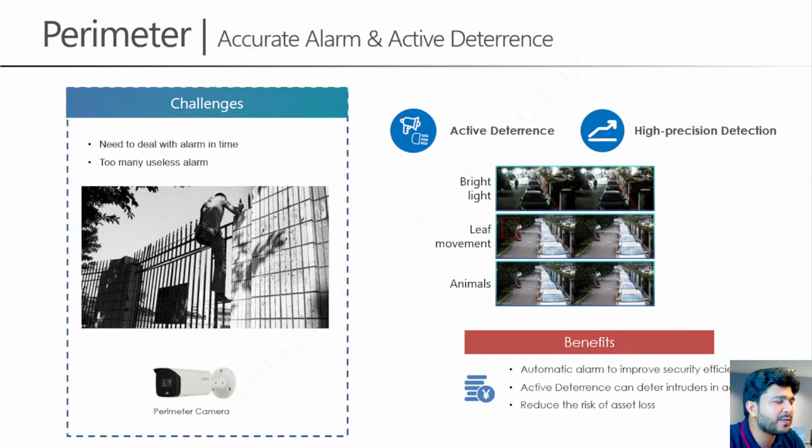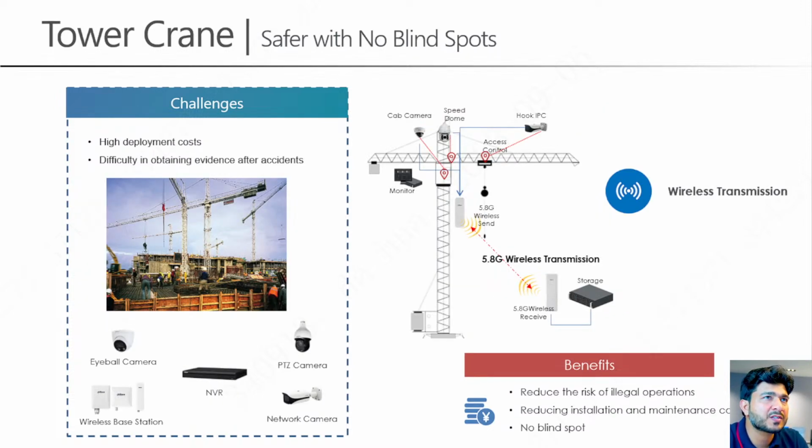So what are the benefits we achieve when we use these kinds of cameras? It can generate automatic alarms to improve security efficiency. Active deterrence can deter intruders in advance. There will be sound, and a blue and red light flash, and it can reduce the risk of asset loss as well. So let's move forward and check what else we have in this solution.